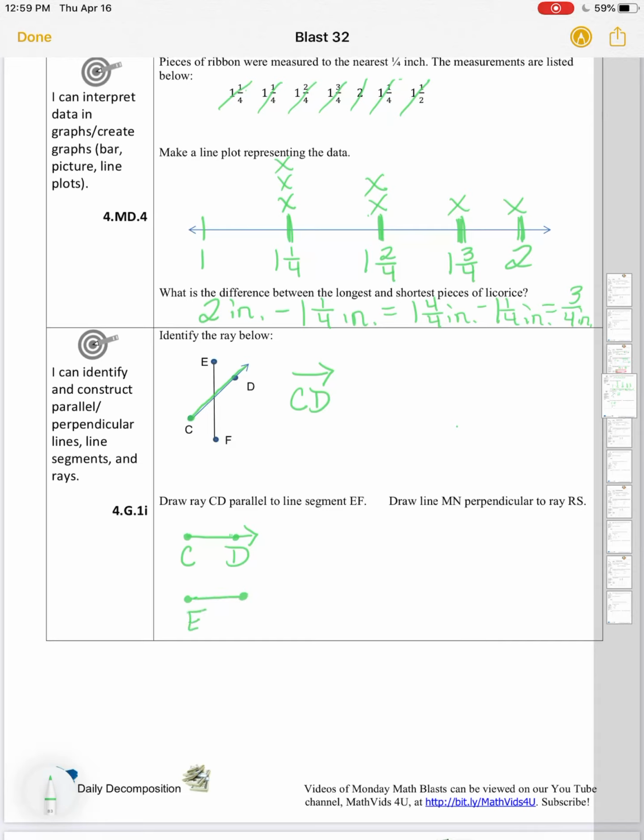So I want to make a line segment EF parallel to what I already have, CD. A line segment is going to have points at both ends. I can call this EF. And to be parallel, I'm making all points on my ray equidistant to all points on my line segment.